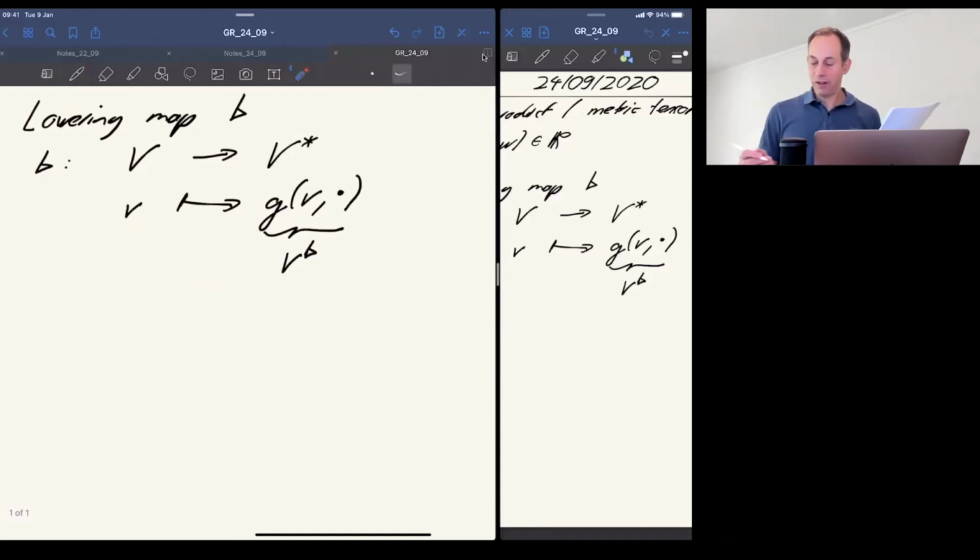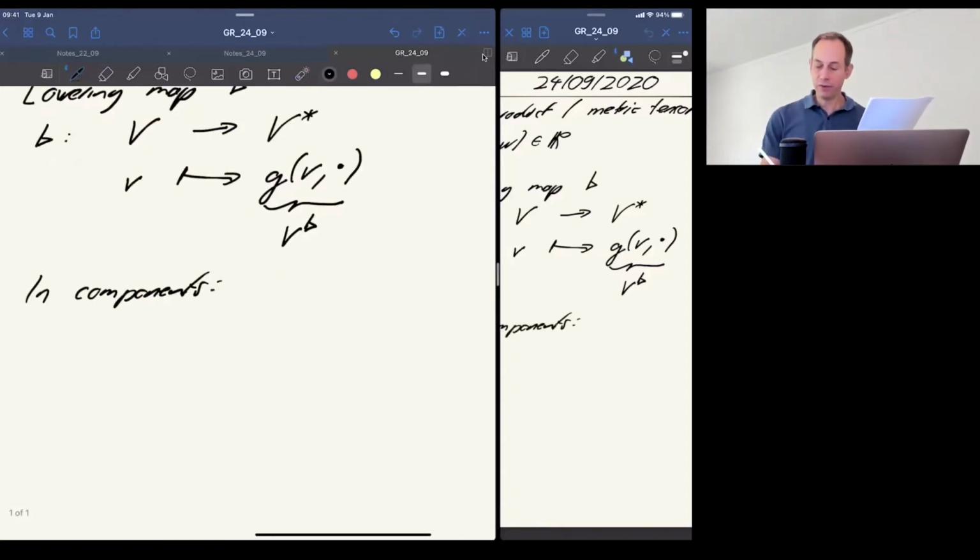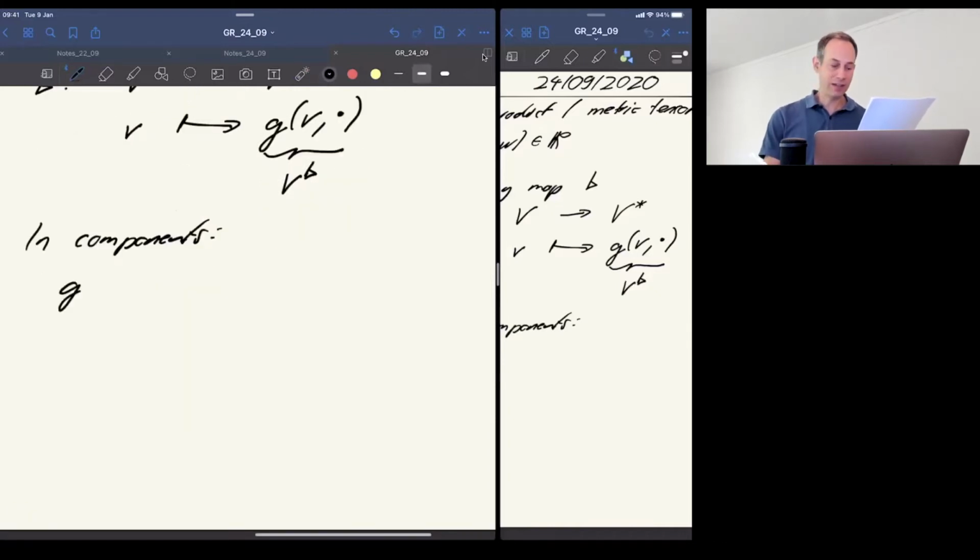Okay, so far that's just a map, and we will later see why it's useful, but it gives us now a way to identify elements from V with V star. And let us see what this means in components, because that gives maybe some insight into what this is. So first of all, G is a tensor, as we said, a (0,2) tensor. A (0,2) tensor is defined by components with two indices downstairs.